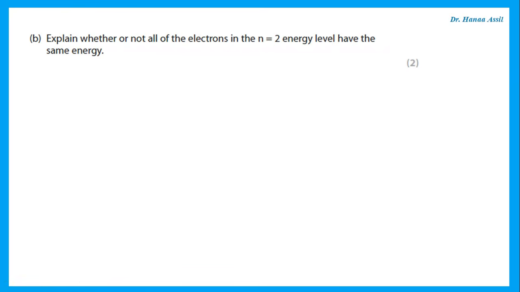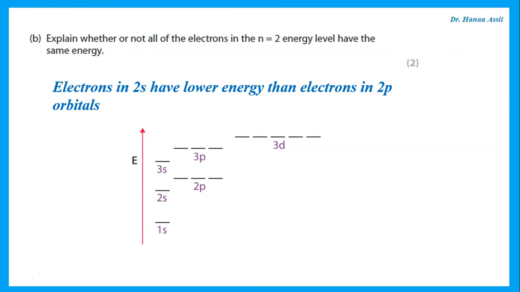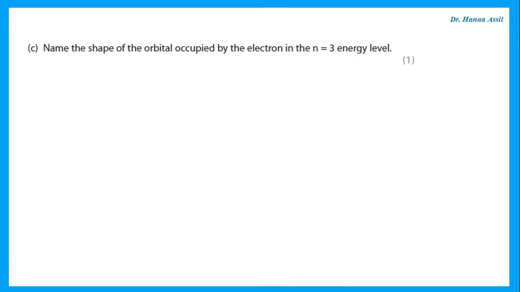Explain whether or not all of the electrons in the n equals 2 energy level have the same energy. Well, in the second energy level, I have 2 types of sublevels. I have 2s and 2p. Remember, the 2s has lower energy than the 2p, so not all the orbitals in the second energy level have the same energy.